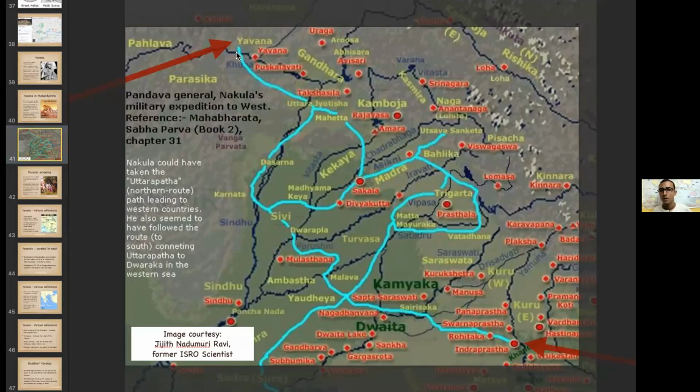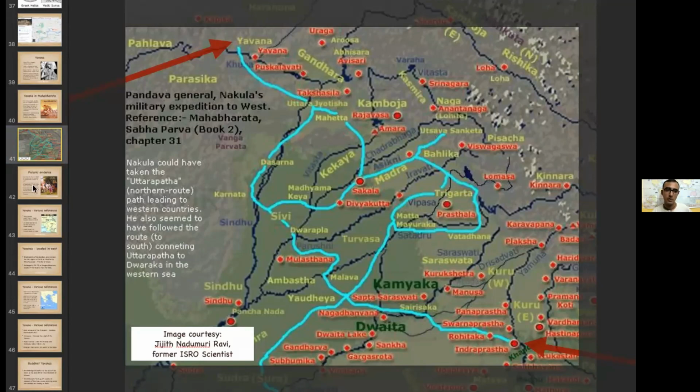So Nakula went as far as that region, and his trip in conquering the various kings ends in the Yavana region. Then he takes a turn back and comes back to Indraprastha, which is shown here. Indraprastha is modern day Delhi. This is the pathway taken by Nakula in his Digvijay trip, which we call the Rajasuya Digvijay trip, and it ends with the Yavana region.